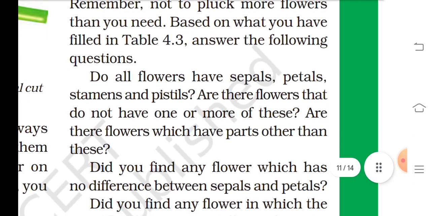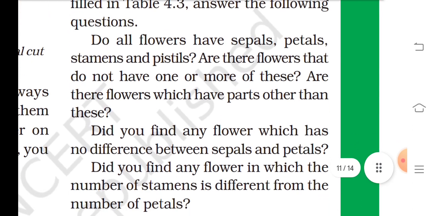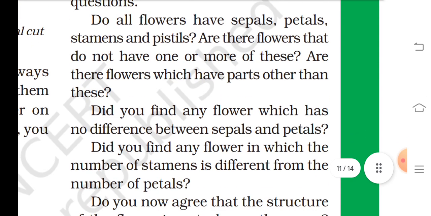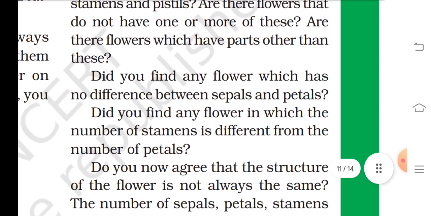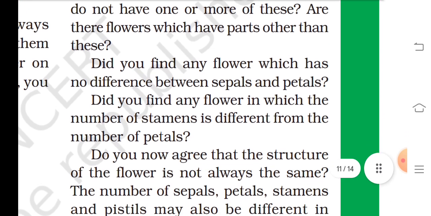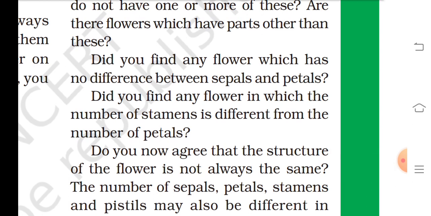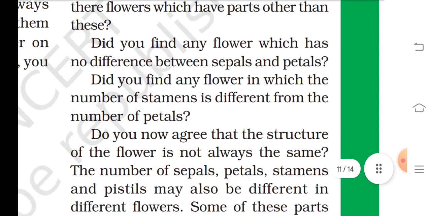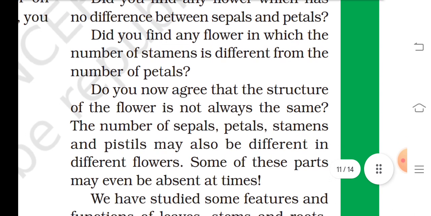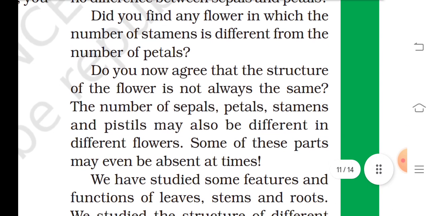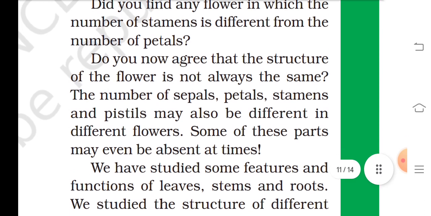Fill the table 4.3. Answer the following questions. Do all flowers have sepals, petals, stamens and pistil? Are there flowers that do not have one or more of these? Are there flowers which have parts other than these? Did you find any flower which has no difference between sepals and petals? Did you find any flowers in which the number of stamens is different from the number of petals?